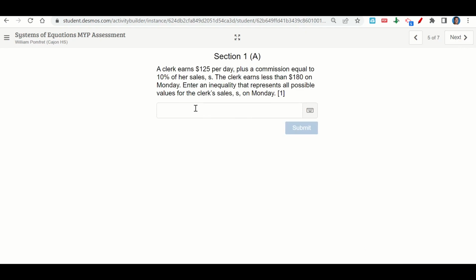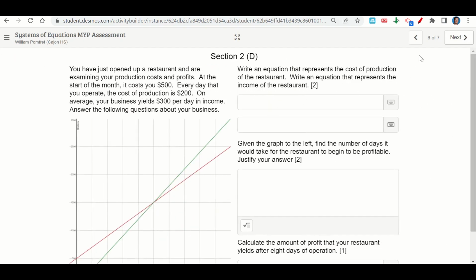The next one says a clerk earns $125 per day plus a commission equal to 10% of her sales. The clerk earns less than $180 on Monday. Enter an inequality that represents all the possible values for the clerk's sales. So you're going to write this as an inequality based on the information that was given. Then we'll click Next again.